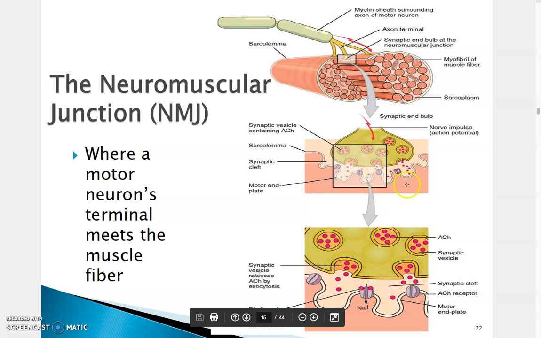And when they come out, they will attach two at a time to these purple channels. You can see this one's closed and this one's open. When the ACH attaches to the channels, it opens them. And when they're open, it allows sodium ions to flood into the cell. When that happens, it will transfer this action potential from the neuron to the muscle cell, and it will eventually lead to the contraction of the cell, but it has to start from the action potential from the neuron, which causes the sodium to flood into the cell.